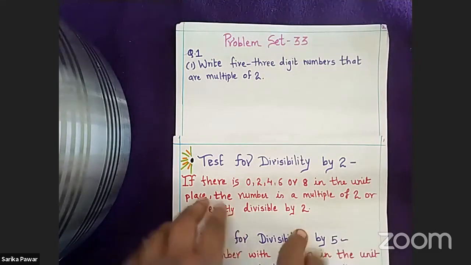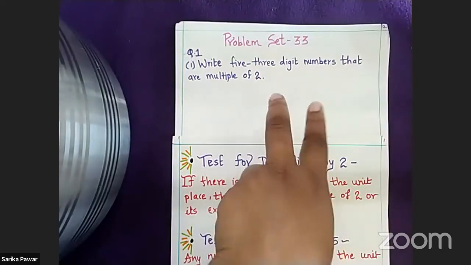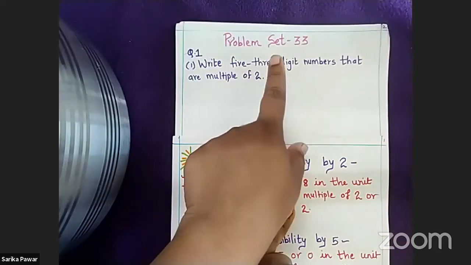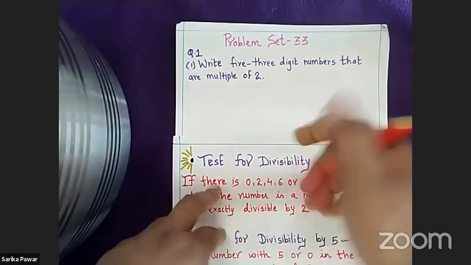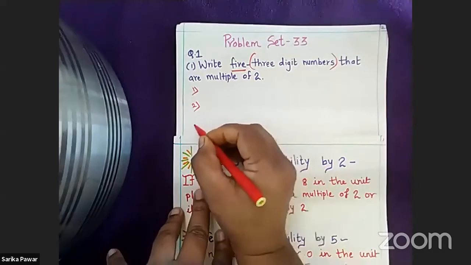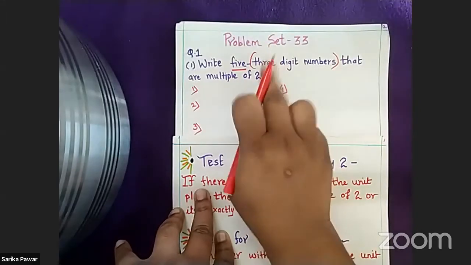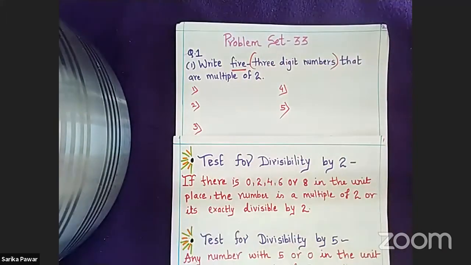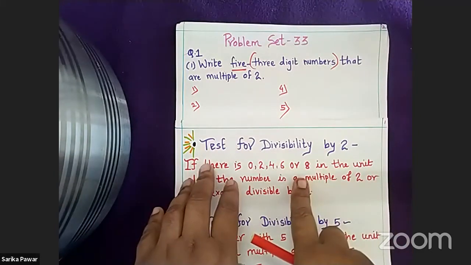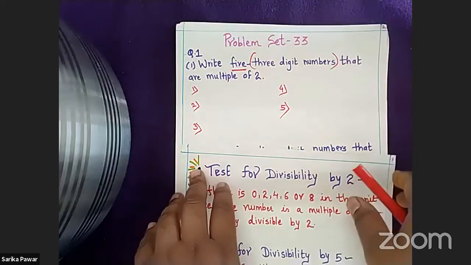You are right, but we want a 3-digit number. Your answer is right, but you told a 2-digit number. We don't want 2-digit. What is the question? Write 5 3-digit numbers. 5 numbers we have to write, 1, 2, 3, 4, and 5. But it should be 3-digit numbers. 3-digit compulsory. So what we have to do? Sarah, you are right. Try to answer with a 3-digit number.